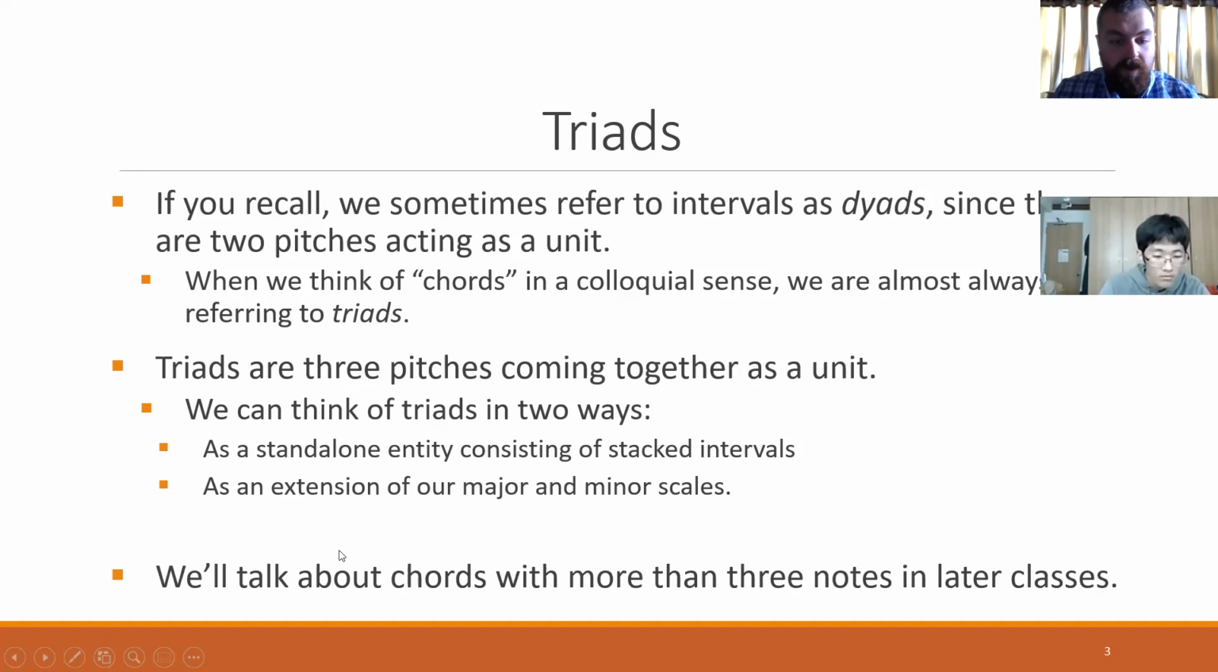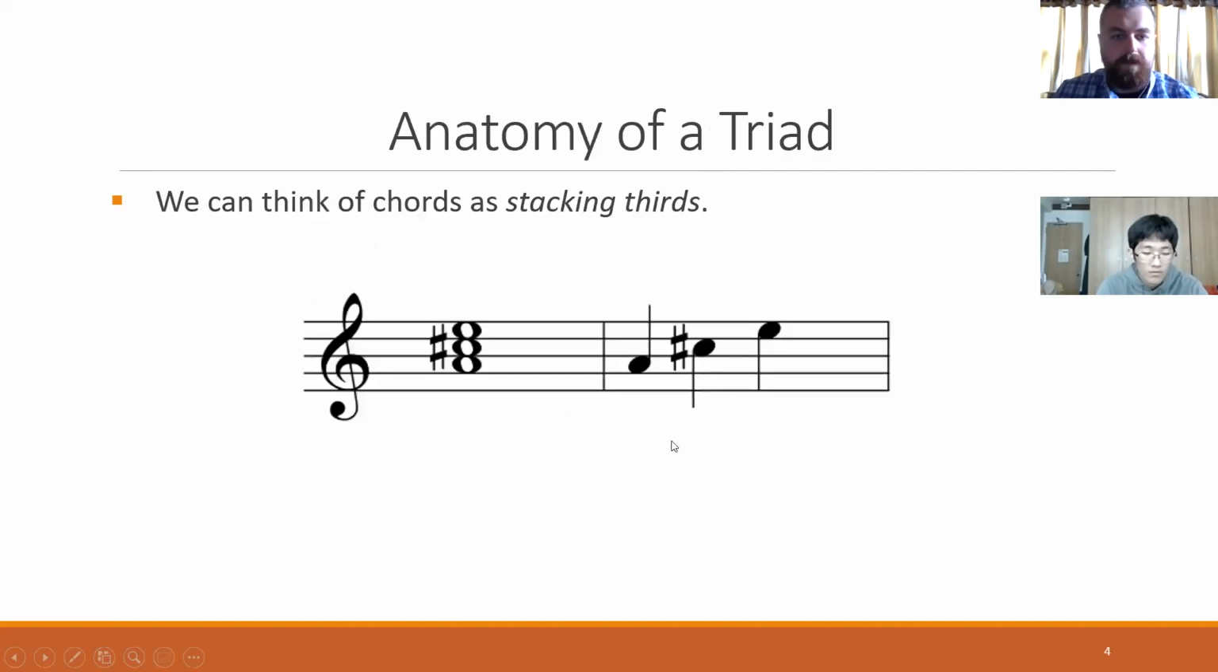We'll talk about chords with more than 3 notes later in the class. Specifically, we're going to talk about a type of chord called a 7th chord, which despite its name has only 4 notes in it. They are 4-note chords. We'll talk about those next week. But for right now, we're going to be talking about triads for the entirety of this week. So let's look at the chord.